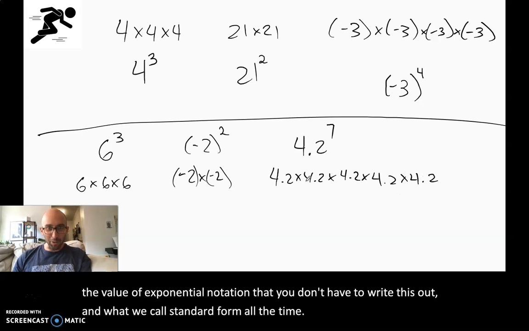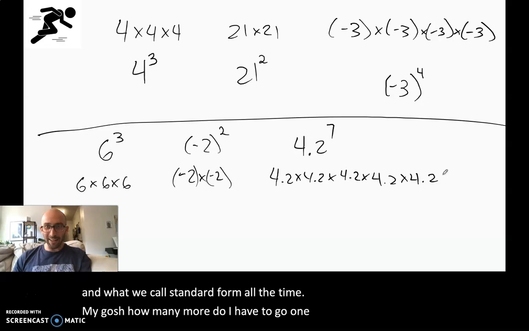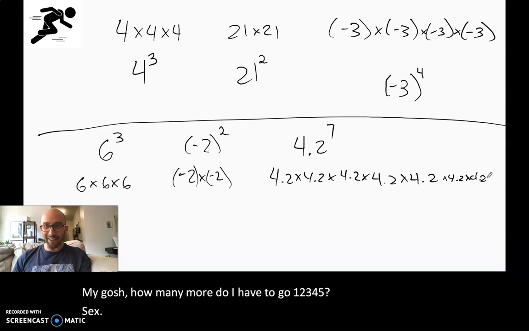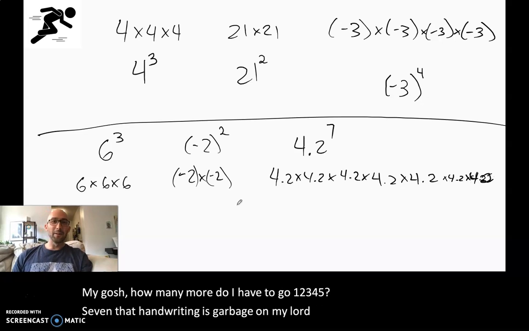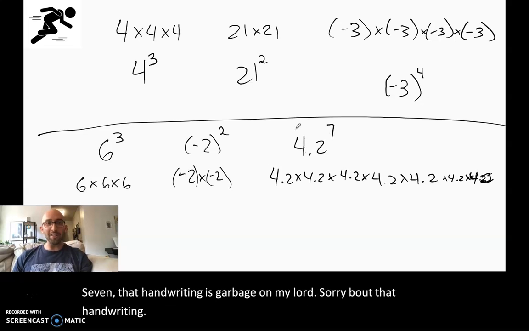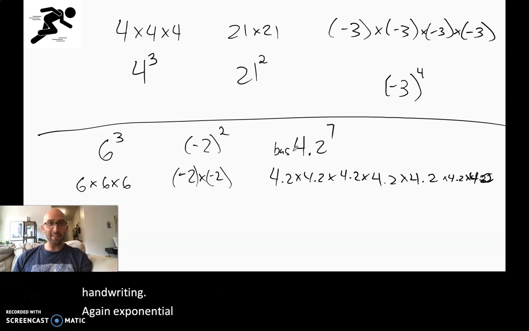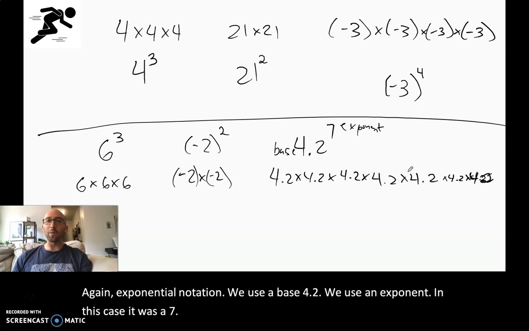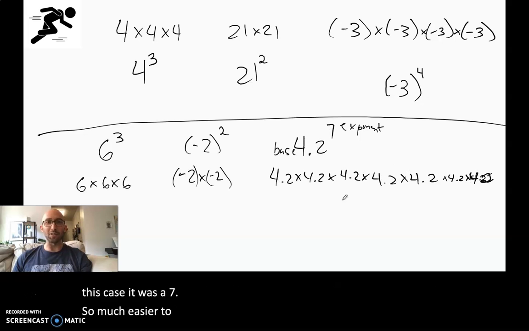Oh my gosh, how many more do I have to go? 1, 2, 3, 4, 5, 6, 7. That handwriting is garbage. Sorry about that handwriting. Again, exponential notation, we use a base, 4.2. We use an exponent. In this case, it was a 7. So much easier to write out than writing 4.2 times 4.2 7 times.